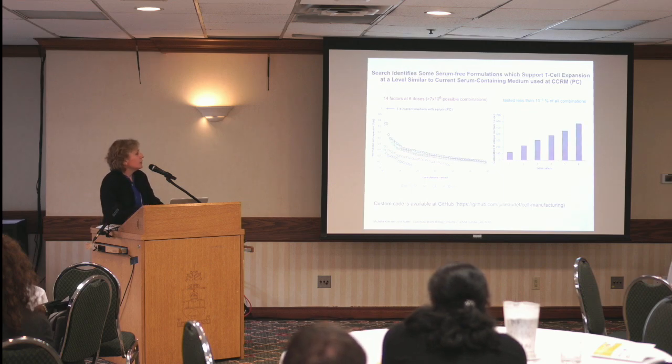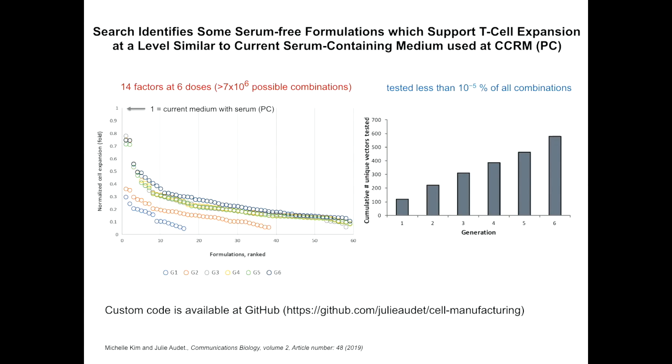And you can see the scores for combinations that were tested in each generation. So the process went to its 6th generation. And so we were able to identify a few combinations, in this case, that scored close to the current serum-containing conditions, but ours were serum-free.